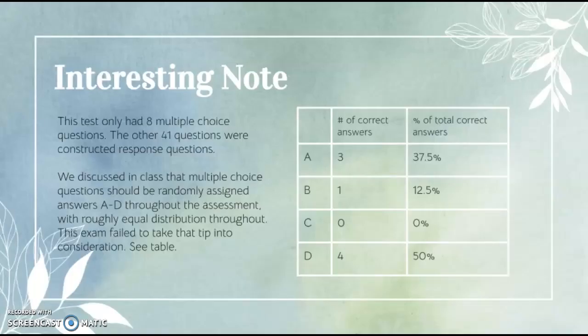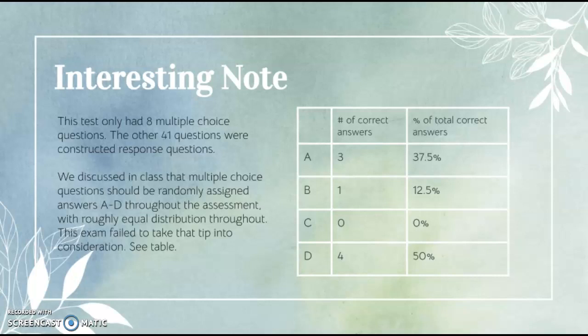Something I wanted to note that was interesting is this test only had 8 multiple choice questions. The other 41 questions were constructed response questions. So in this analysis, we just wanted to focus on multiple choice. Within those 8 multiple choice questions, we had discussed in class that multiple choice should be randomly assigned answers A through D throughout the assessment with roughly equal distribution. This exam failed to take that tip into consideration.